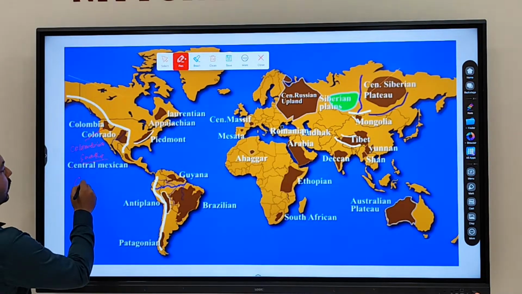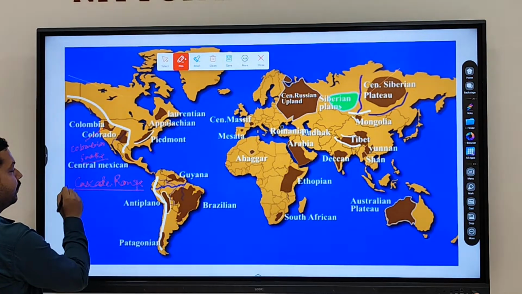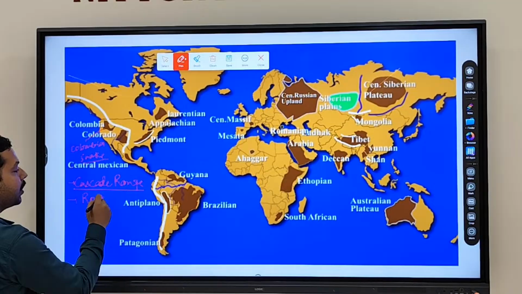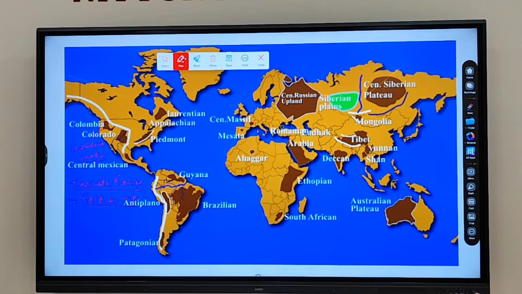It is surrounded by the Cascade Range on one side and the Rocky Mountains on the other side. That's why it is called the Intermontane Plateau.